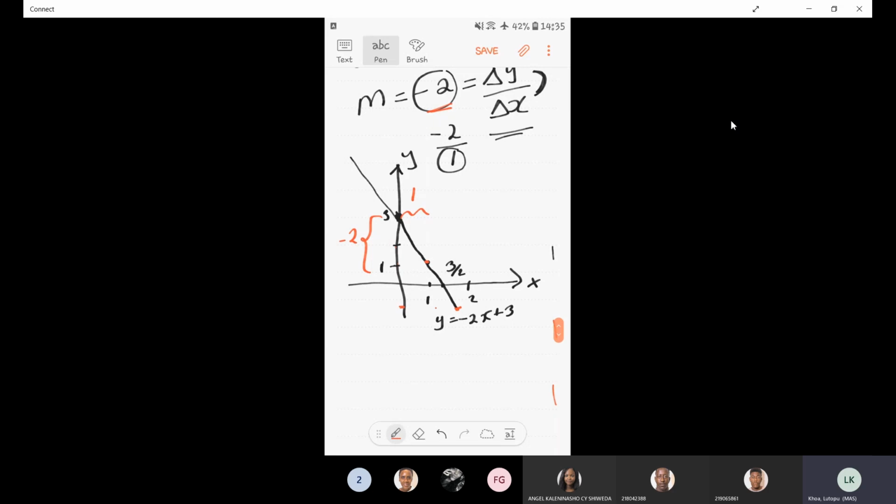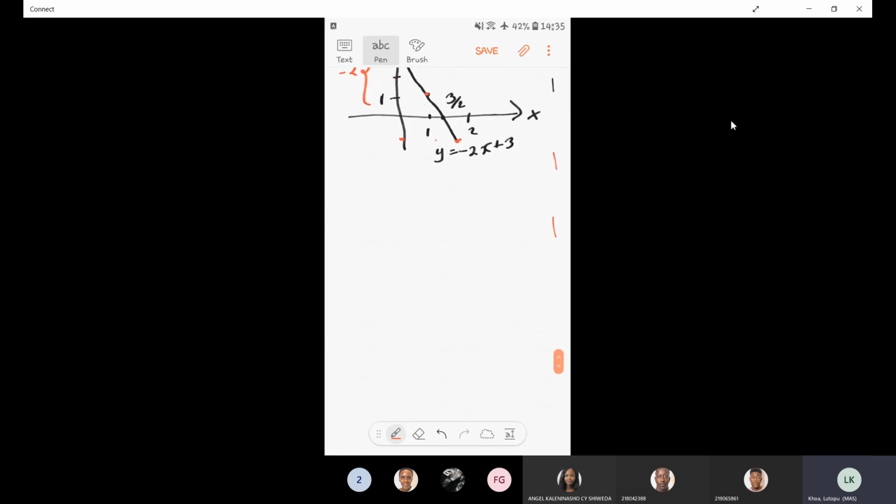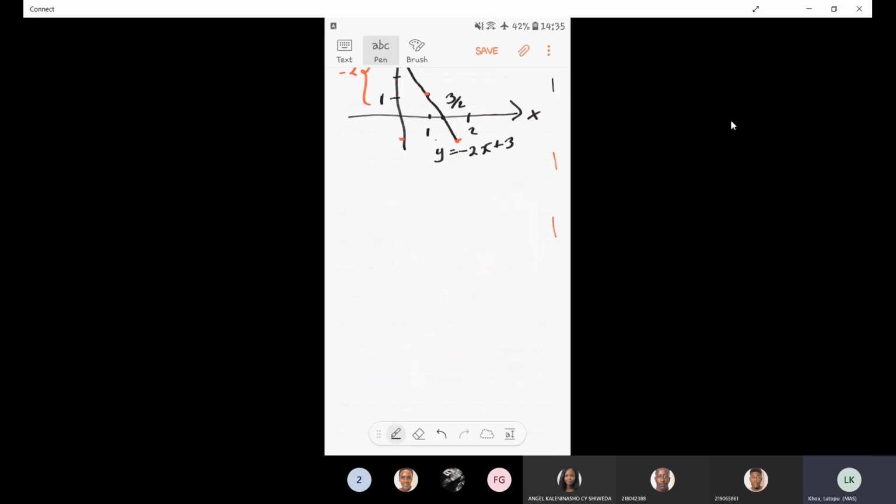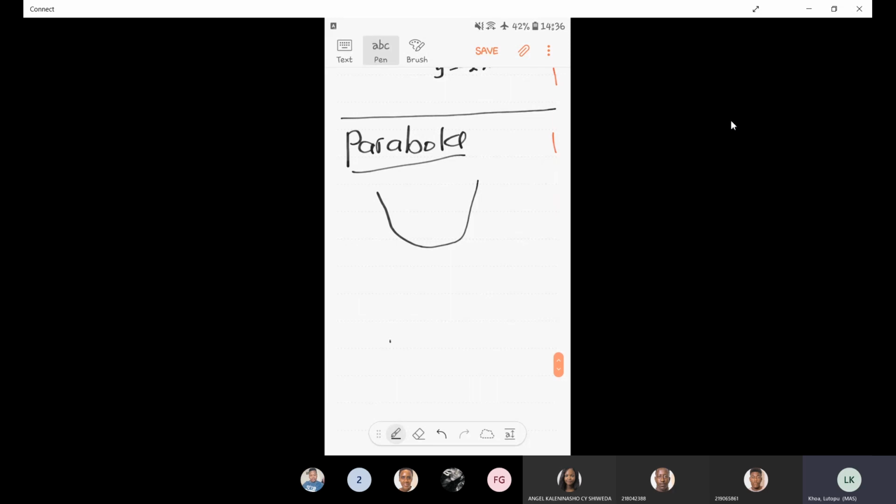Okay, so there are more examples of lines to draw. I don't want to spend too much time on that because lines, like I said, you've been doing it since primary school, so that one is not a problem. Then the parabola, again, which I'm sure should not be a problem. The parabola. Now a parabola looks something like that. Okay, so the ones we will do will open either upwards or downwards.